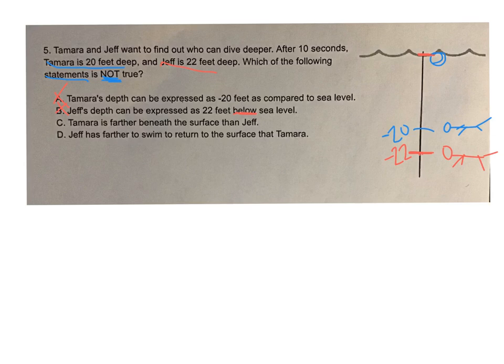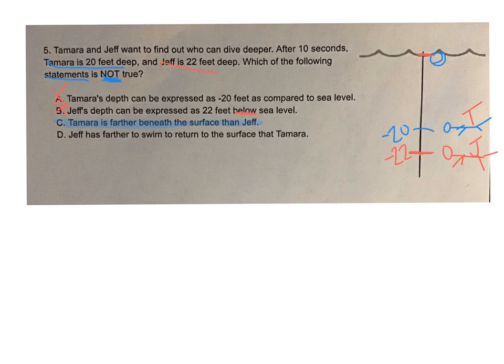All right, C. Tamara is farther beneath the surface than Jeff. Well, I forgot to label my people. That wasn't good. So Tamara is our blue person and Jeff is our red person. Okay, so let's see. Tamara is farther below Jeff. She looks like she's up above him here. She does, for sure. So okay, C is not true, and that's what we were looking for. Awesome. But we probably need to check the next one because remember it says statements, so there's a chance it could also be true. Yes. You got to check it. Okay, so C is one of our answers, but let's check D as well.